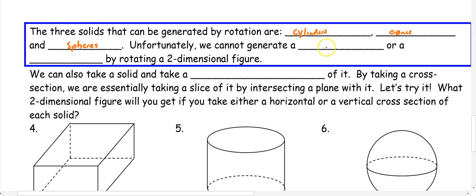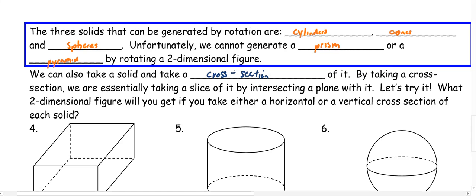Unfortunately, we cannot generate a prism or a pyramid by rotating a two-dimensional figure, because when we are rotating a two-dimensional figure, we're rotating in a circle, and pyramids and prisms don't have circular bases. We can also take a solid and cut it to create a cross section. By taking a cross section, we are essentially taking a slice by intersecting it with a plane.